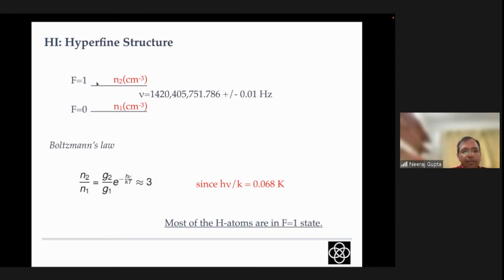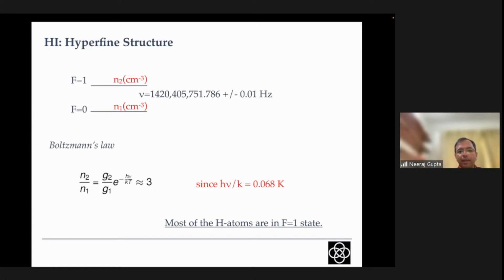And the excited state of this hyperfine transition is actually a triplet state, which means that g2 is equal to 3, and the ground state is a singlet state, so g1 is equal to 1. So N2 by N1 is actually 3, right? So what this implies is that most of the atoms, like if I have a certain number of atoms, then 3/4 of them actually will be in the excited state. That's very bizarre, actually. It does not happen.